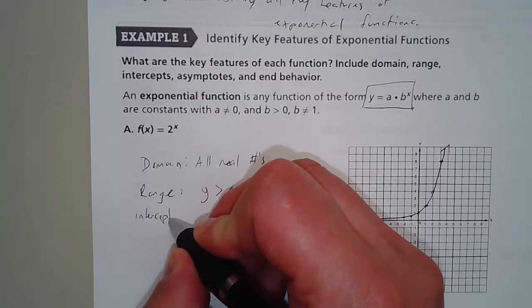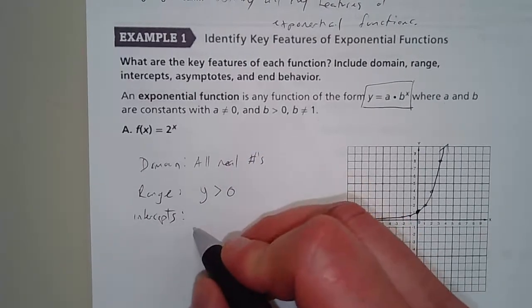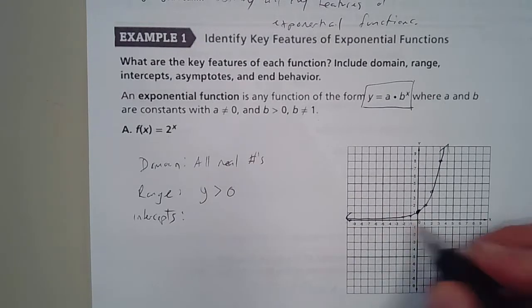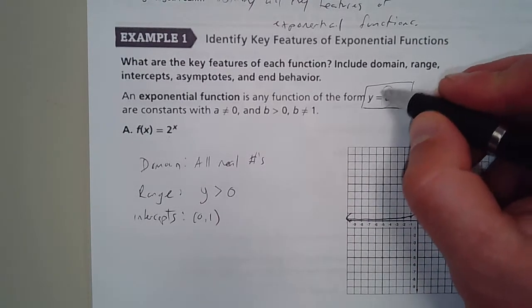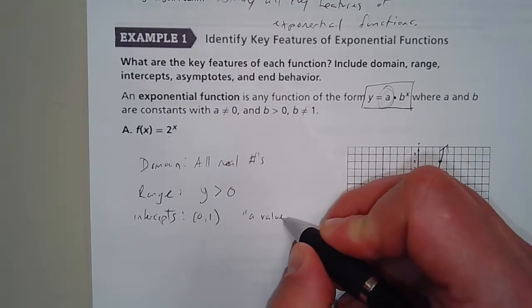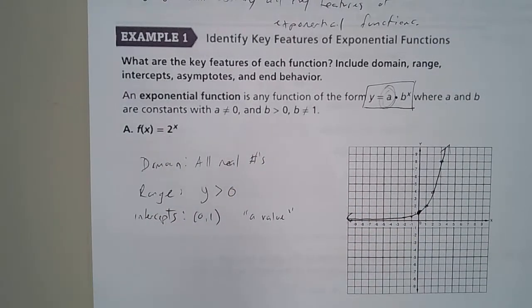Intercepts. Only 1. The only spot the graph crosses is right here at 1. So we would say it has a y-intercept at 1. That should be the coordinate (0, 1). What's interesting about this and what you're going to start to notice is it's this a value. So if you want to make a little note there, in our problem, our a value was 1. You're going to notice that pretty much holds true. So we'll see some more of those as we go.